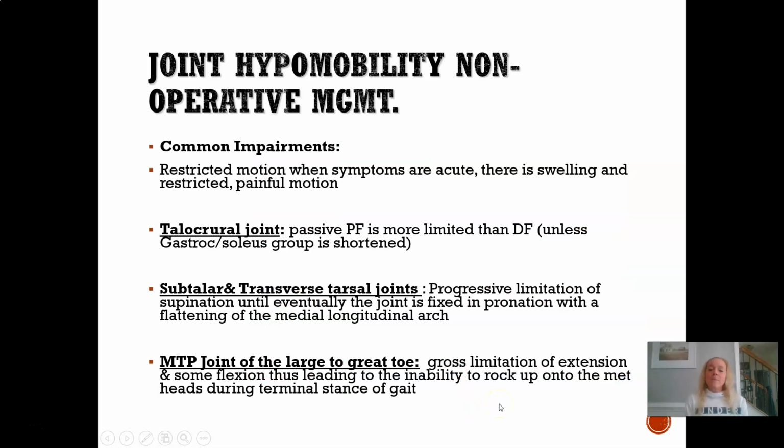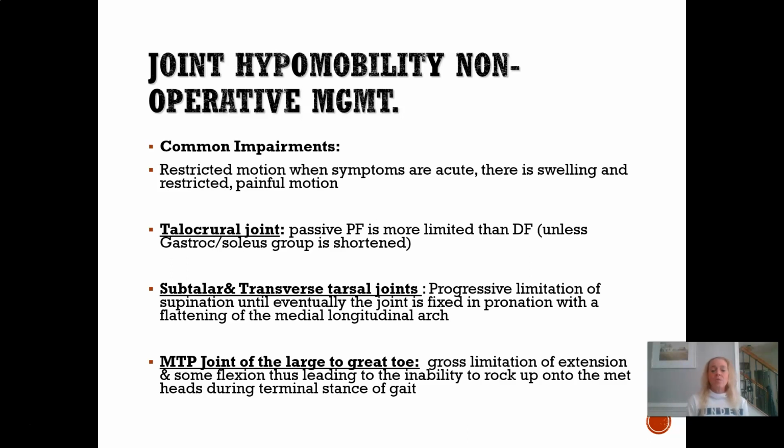So some common impairments we'll see, again, with any type of hypomobility at the foot and ankle, it's going to be restricted motions. If there's swelling, that's going to cause pain as well. At the talocrural joint, plantar flexion is going to be more limited than dorsiflexion, unless the gastroc and soleus group will be shortened, but that's your capsular pattern for the ankle. At the subtalar joint, you'll see progressive limitation of supination until the foot is actually fixed in pronation.